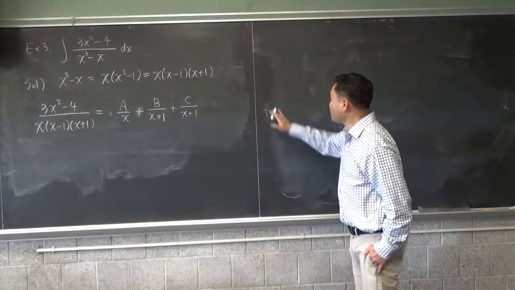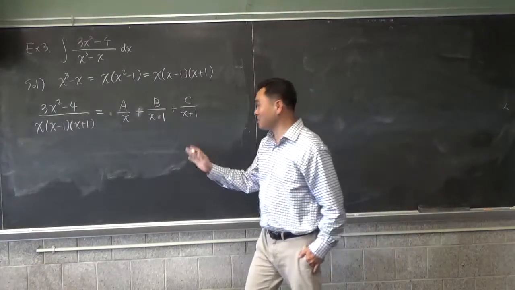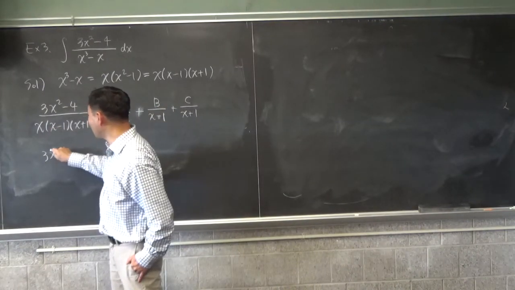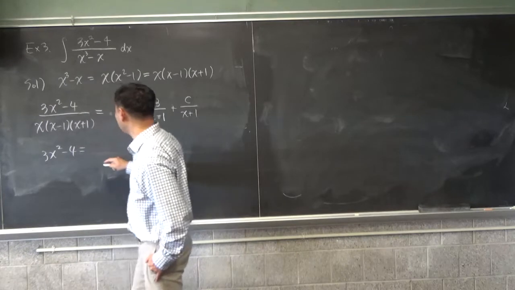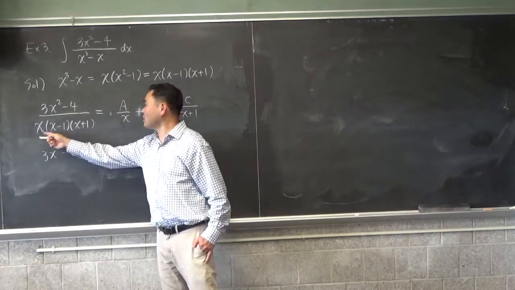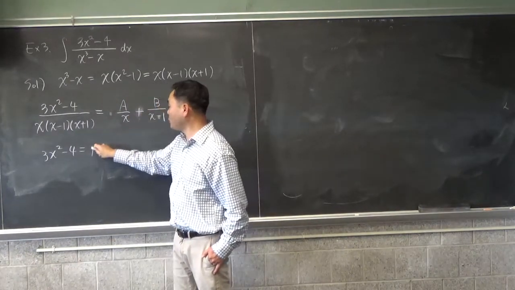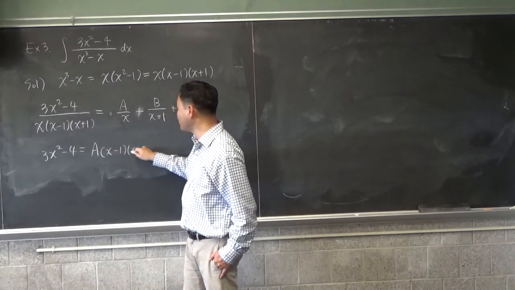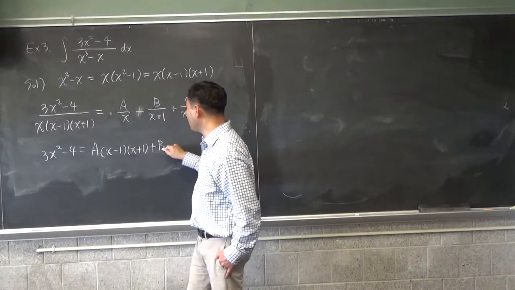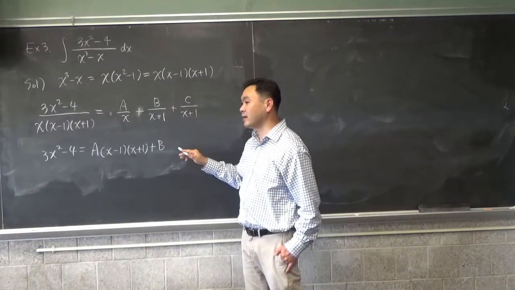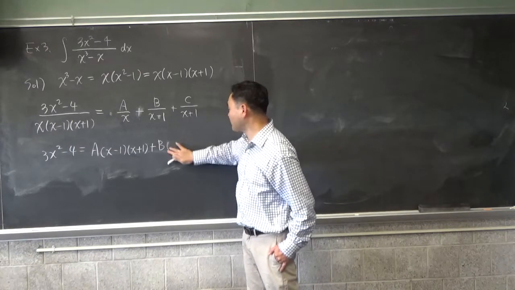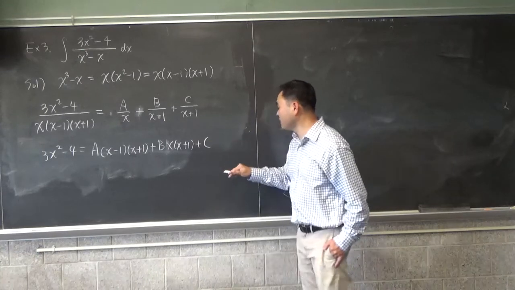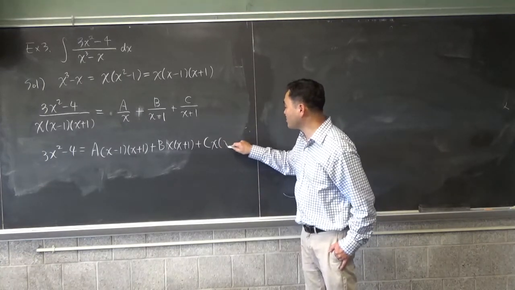So what do we do? We're going to use the tip of multiplying this over to the other side so that you get 3x squared minus 4 on the left side. Tell me what you would get after this is multiplied and canceled. A would be multiplied by x minus 1 times x plus 1. B would be multiplied by x plus 1. And then C would be multiplied by x times x minus 1.